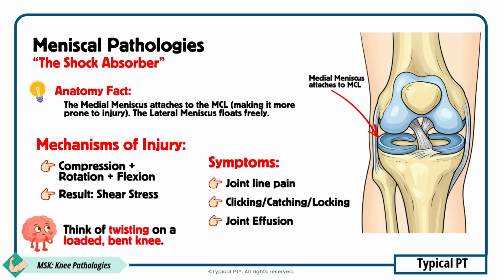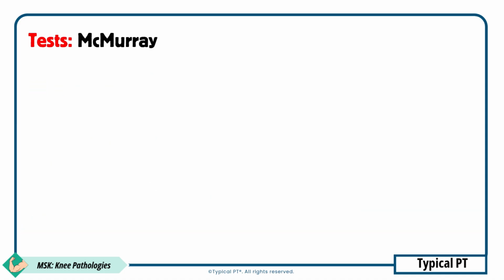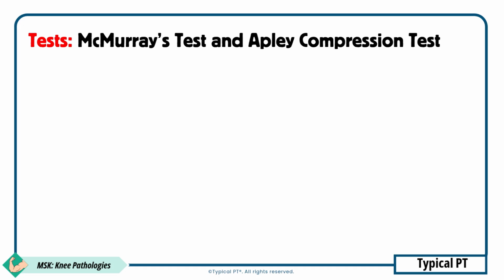Patients present with joint line pain on either the medial or lateral side, depending on which meniscus is involved. They often describe mechanical symptoms like clicking, catching, or locking of the knee. You may also observe joint effusion and reports of the knee giving way. Two main tests assess meniscal integrity: McMurray's test and Apley's compression test.